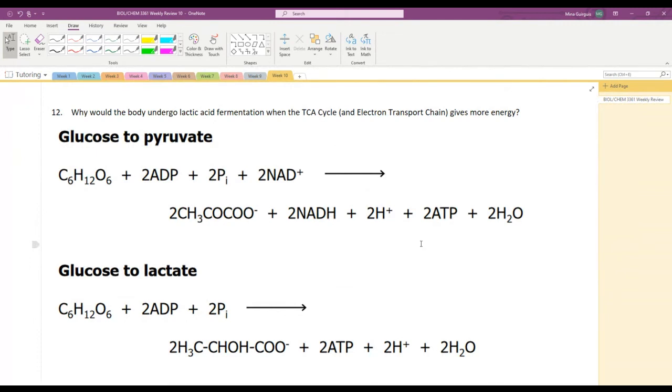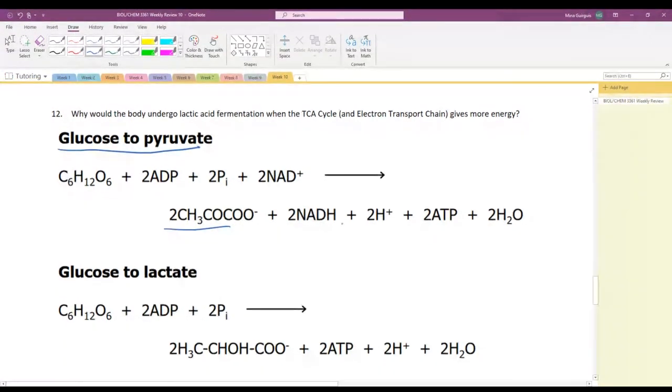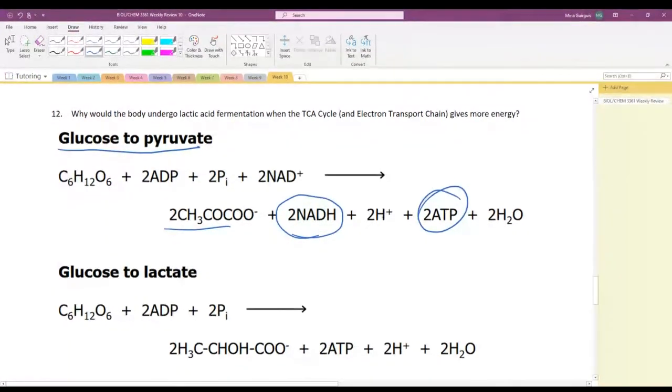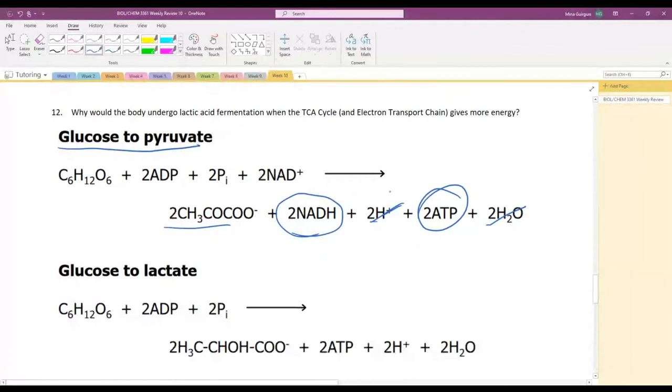So first of all, these reactions are not balanced. It's just there to give us an example. So effectively, what we get out of the glucose to pyruvate step is pyruvate, obviously. We get NADH, we get 2 ATP, and then other stuff we don't really care about. The acid is nice, but it's not vitally important right now.